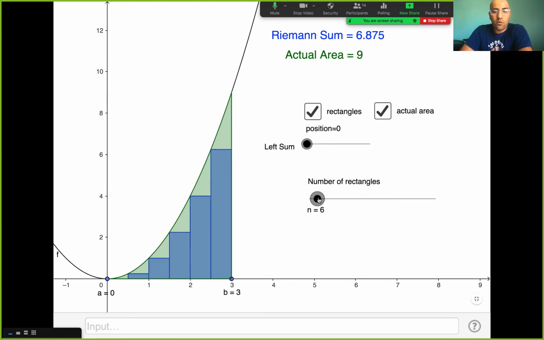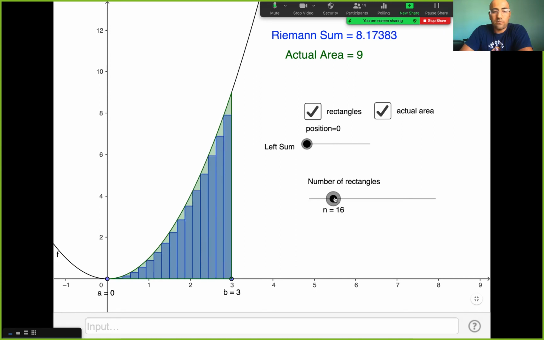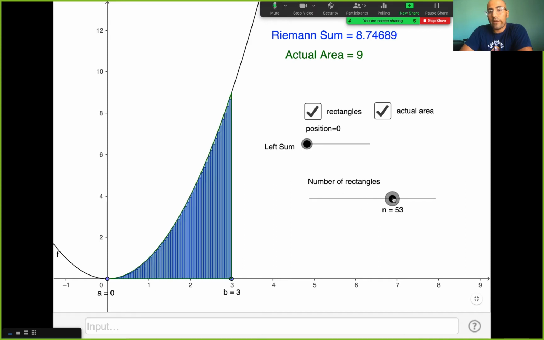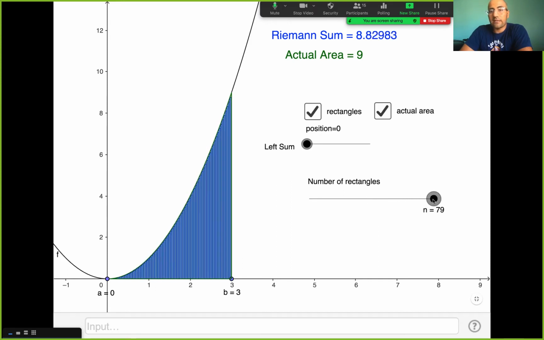And as I make more and more rectangles, the more rectangles I have, the closer my approximation is. The sum of all those blue rectangles gets closer and closer to being the exact area of that green. So we know that the exact area is 9, and at the moment, with 37 rectangles, I'm getting 8.638. So I'm getting closer and closer. The more I have, the closer I get to the answer. If I ever stop, I'm never going to have the exact answer.